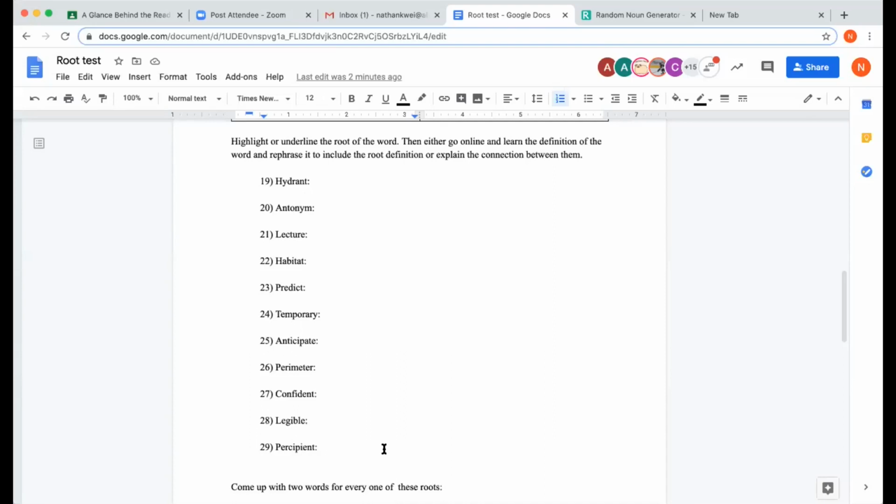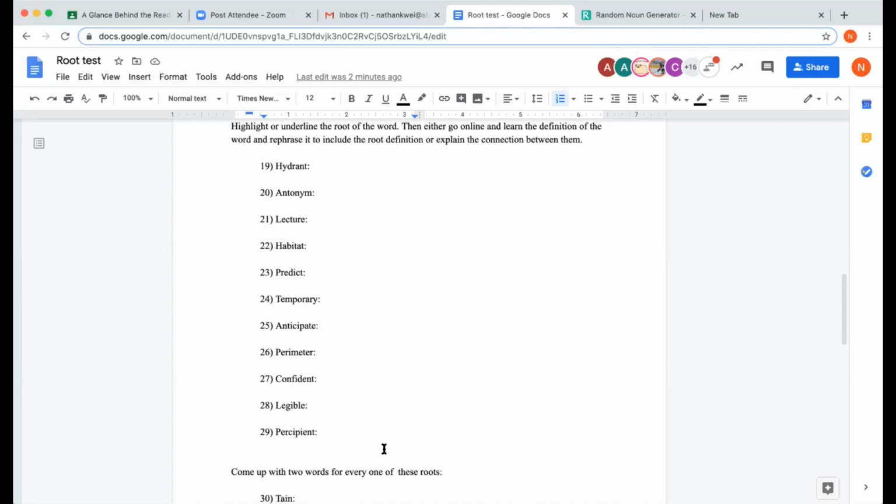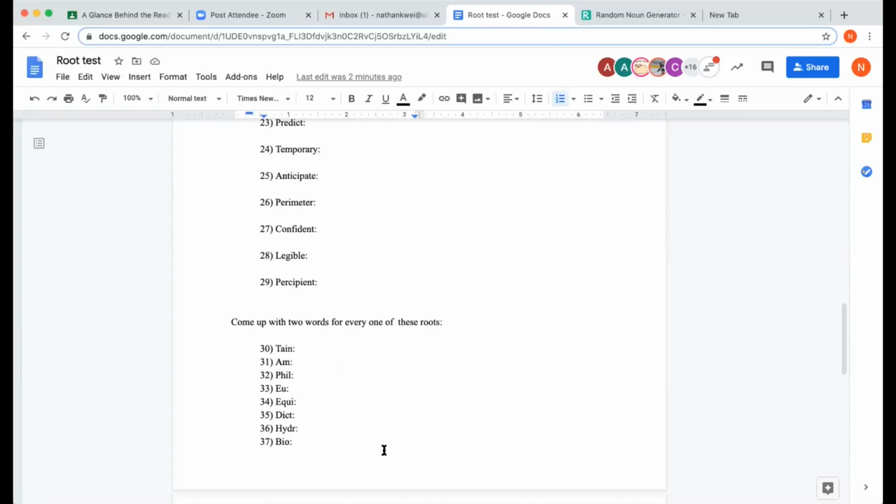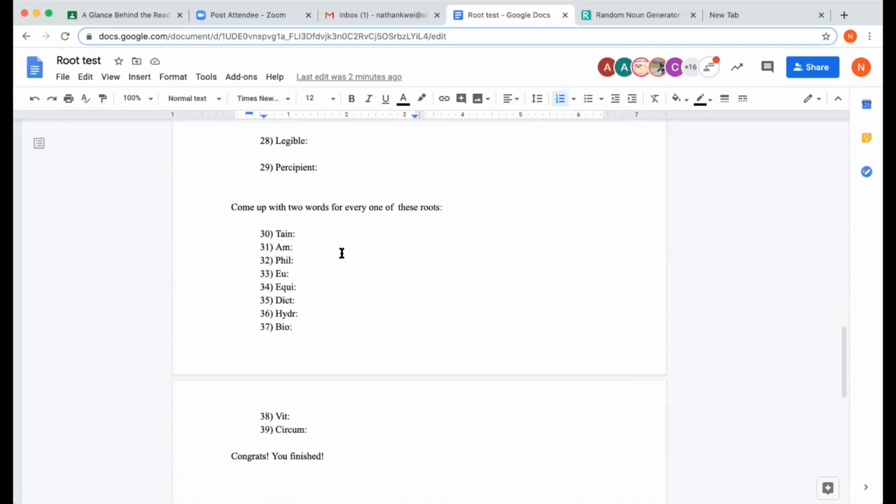And so this is the one part during the test that if you need to, go forward and look online to find the definition. But these words are relatively more simple and should be words that you guys know. And so the hope is for you guys not to do it. And then for this one, I want you guys to come up with 2 words that use these roots. 2 or 1, the goal is 2, but if you only get 1, that's better than 0.